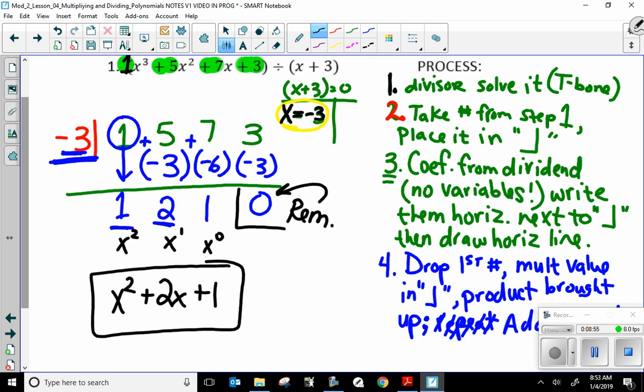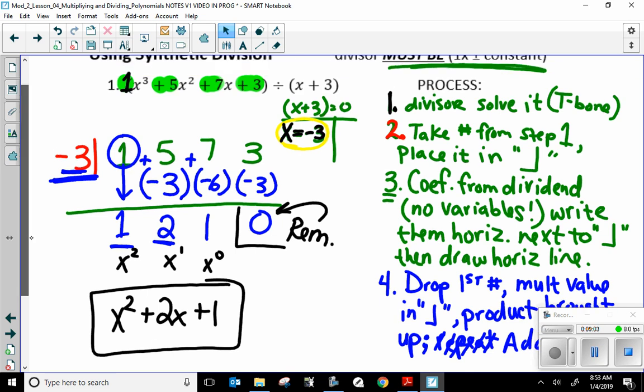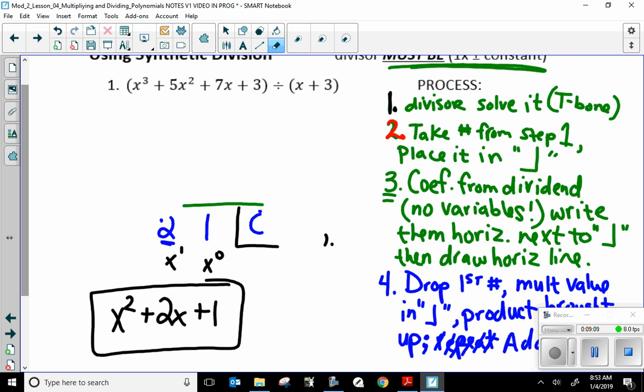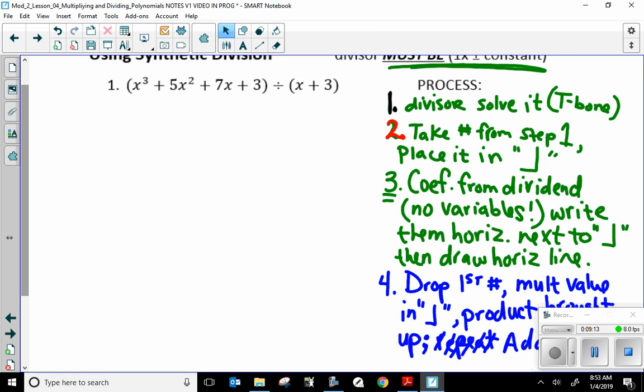Now, I'm going to erase this, and I'm going to do it one more time before we practice this on our own. Okay? Without having to write this process in the whole 9 yards. So, bam, go. So I'm going to solve for x plus 3. So x plus 3 should equal 0, so therefore x equals -3.